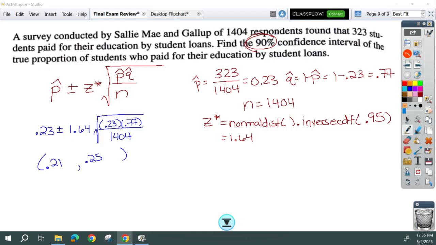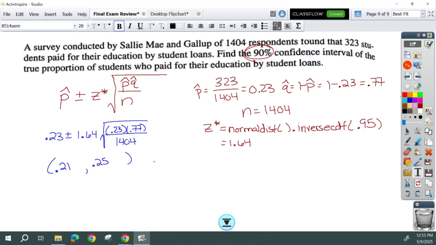So I rounded a bit. I got 0.21 and 0.25. If you went more decimal places, that's totally fine. You're more than welcome to do that. And then I'm going to type my interpretation, which is going to be very similar to what we did for means. I'm always going to say how confident I am. I am 90% confident.